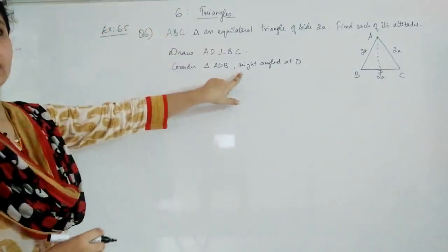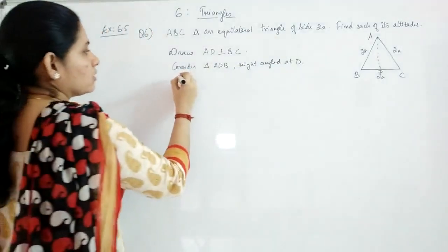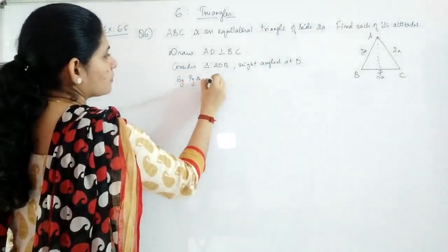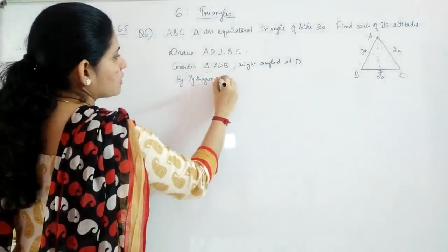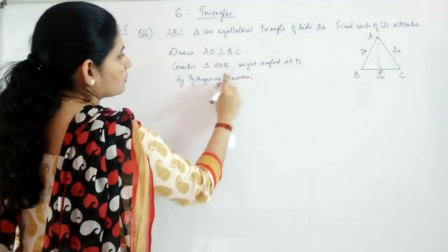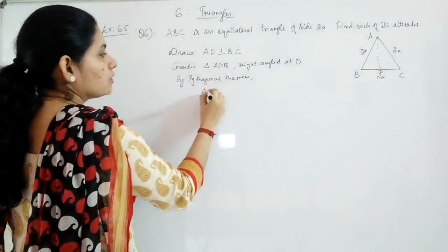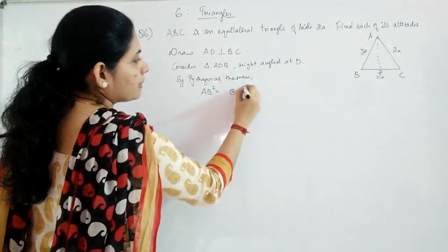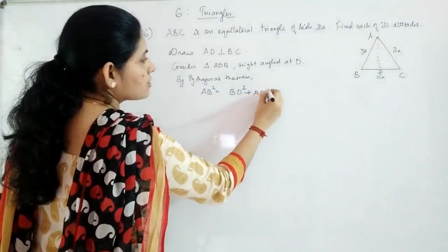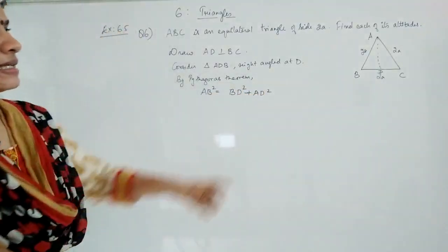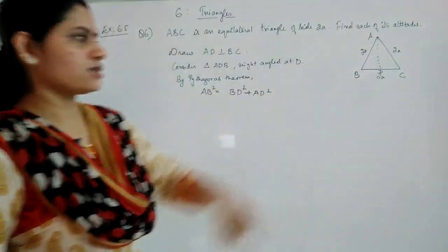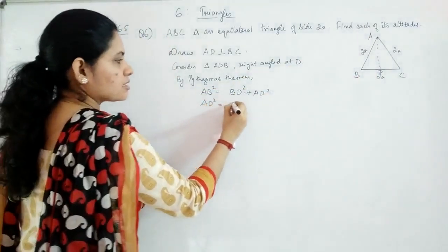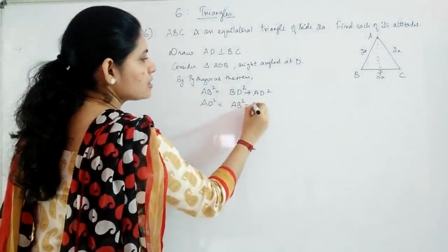Since it is right angled, you can use your Pythagoras theorem. So by Pythagoras theorem, you will have AB square is equal to BD square plus AD square. Now AD is acting as the altitude for this triangle, so we have to find out the measure of AD. AD square is equal to AB square minus BD square.